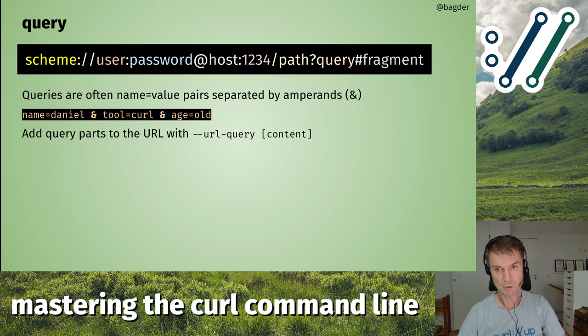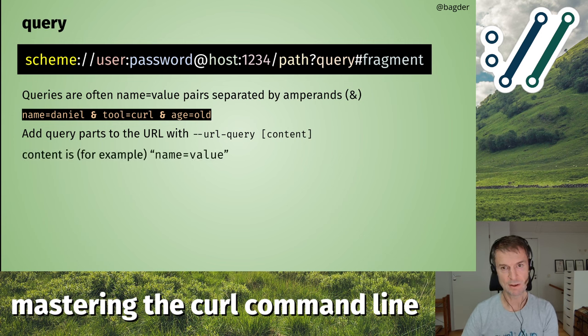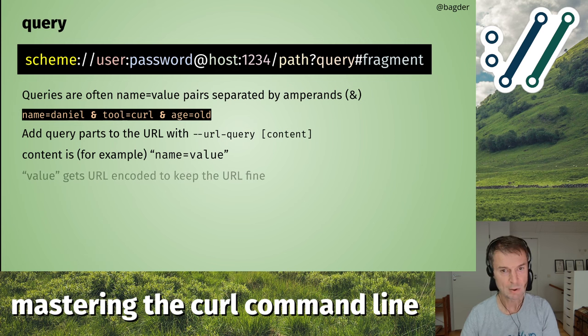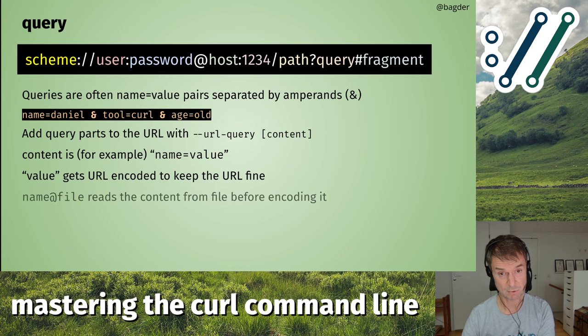And curl has this fancy option called --url-query that will add one of those pairs to the query part of the URL. So you can do name=Daniel, and it will add that to the query part in the URL, or you can add a whole range of them and curl will add them automatically to the query part, which helps you create that particular URL you need to work with. And it then gets URL encoded suitably to work correctly.